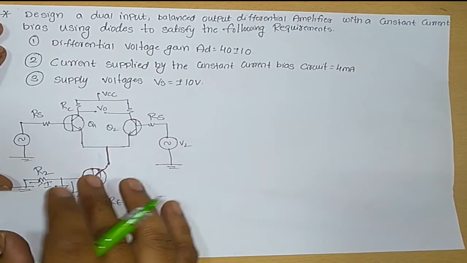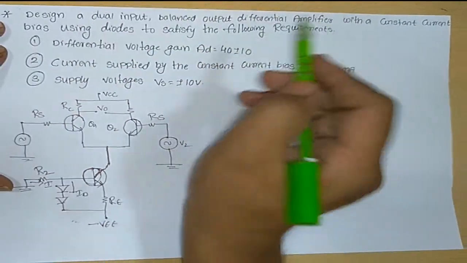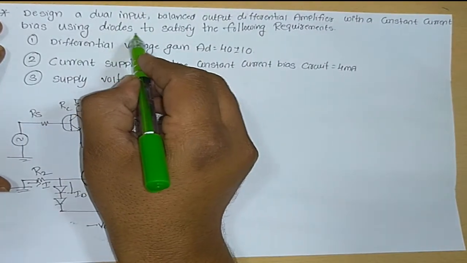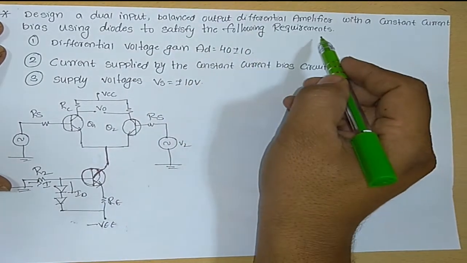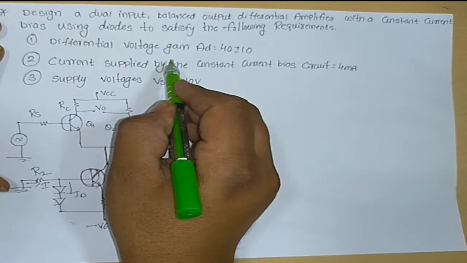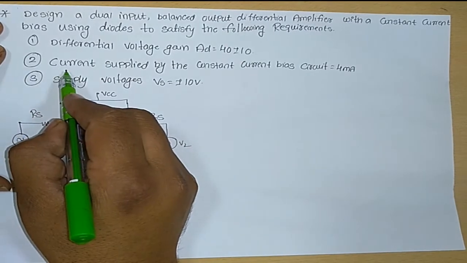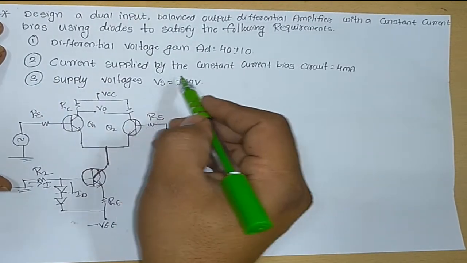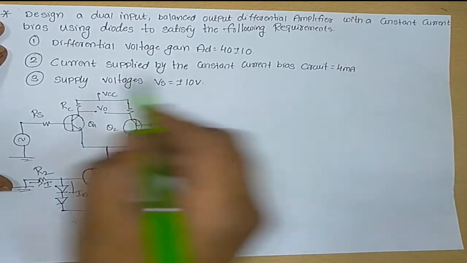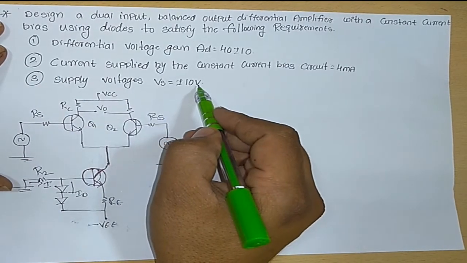Next problem: design a dual input balanced output differential amplifier with a constant current bias using diodes to satisfy the following requirements. First requirement is differential voltage gain AD equal to 40 plus or minus 10, second requirement is current supplied by the constant current bias circuit equal to 4 milliamperes, and third requirement is supply voltage Vs equal to plus or minus 10 volts.